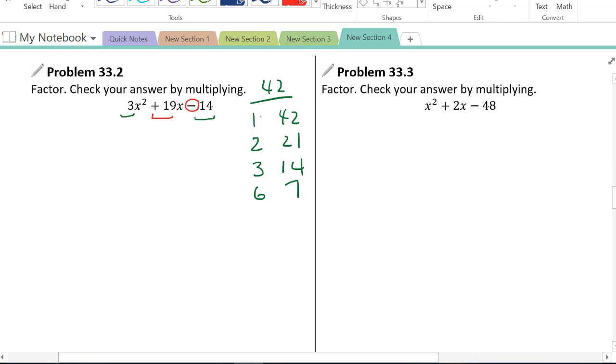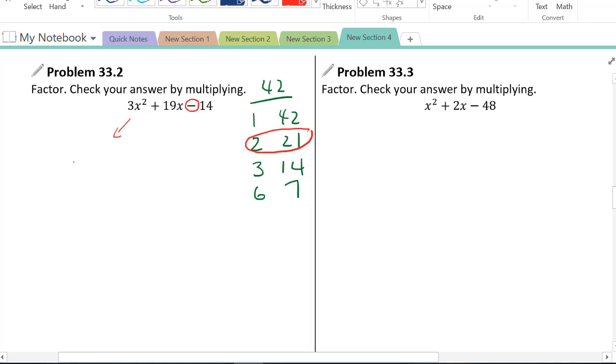But now, since my last term is minus, we need to subtract to make 19. So you look at your factors now. Which one of these factors subtracted will give me a 19? Well, that's going to be 2 and 21, right? If we subtract them, then we're going to get 19, okay? So again, you need to look at the last term to determine whether to add or subtract to make the middle term. So we see that we gotta use 2 and 21.